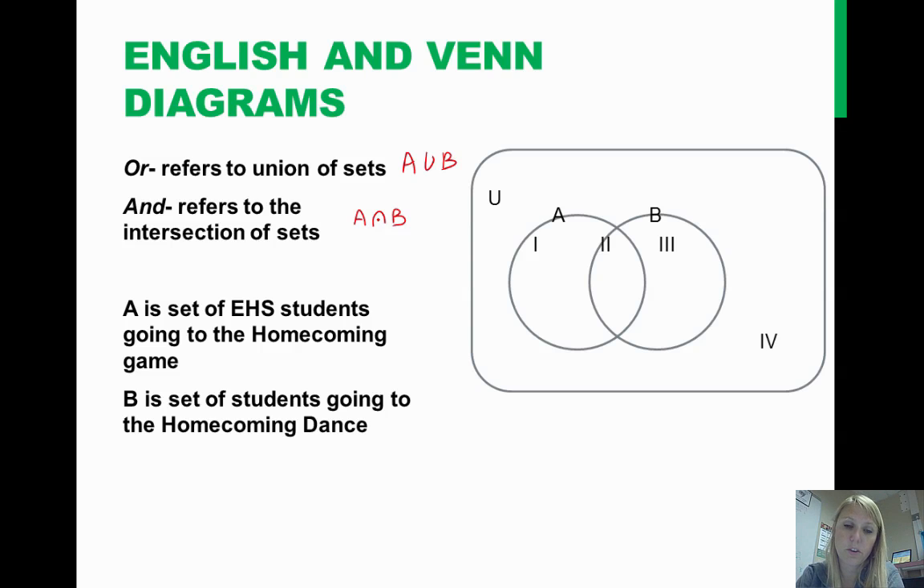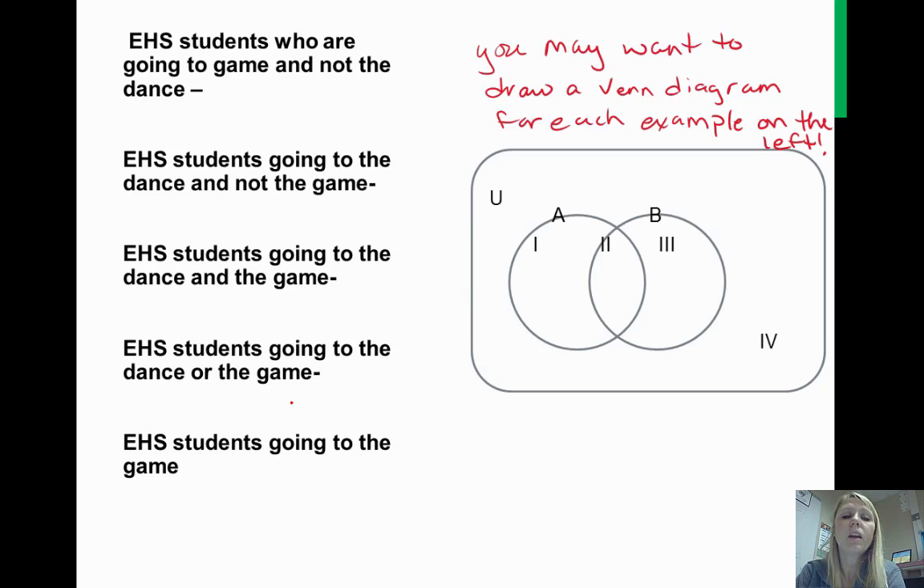So to describe this further, I've broken this down into a series of sentences, and we're going to look at the Venn diagram and show what region they're actually referring to. In order to do that, you need to know that set A is the set of EHS students that are going to the homecoming game, and B is the set of students going to the homecoming dance. Here we have 5 examples, and it would probably be a good idea to go ahead and write a Venn diagram for each example. So if you need to stop the video at any time here, you should do that.